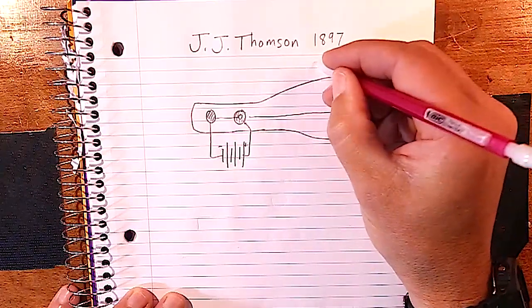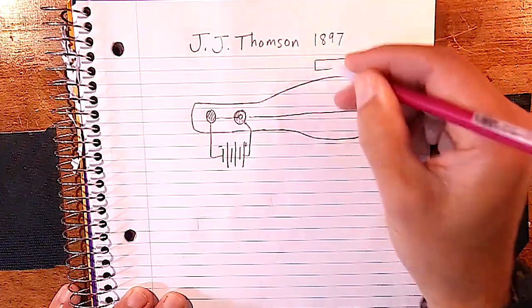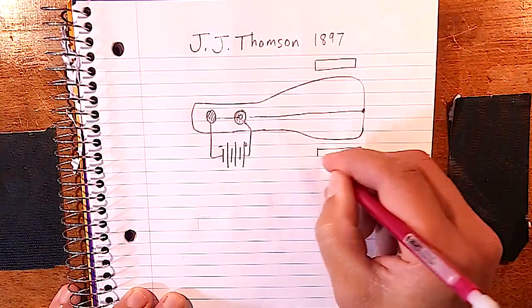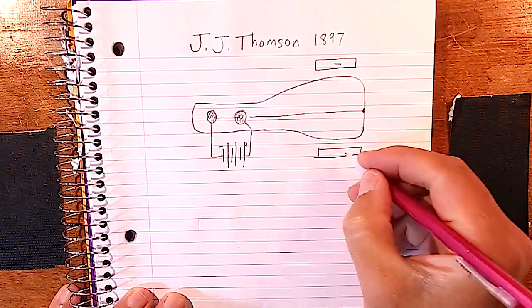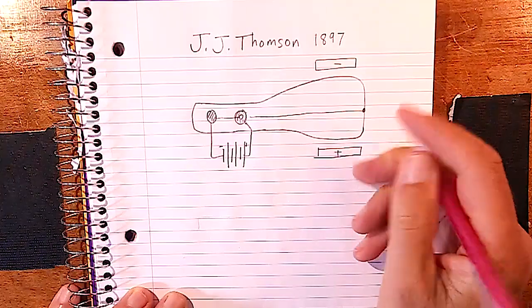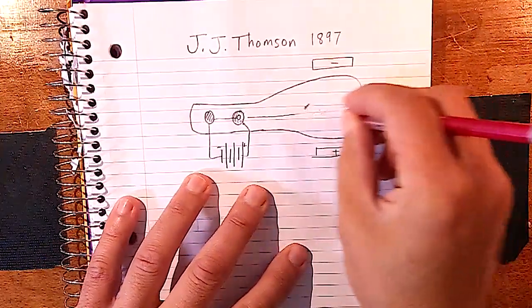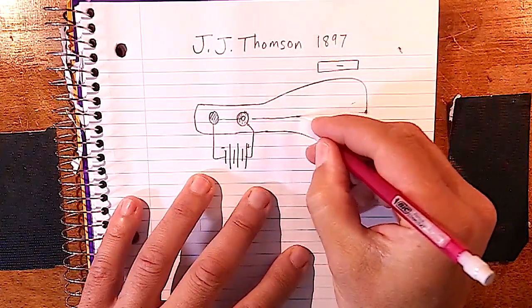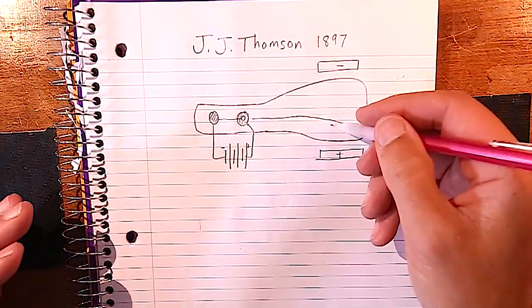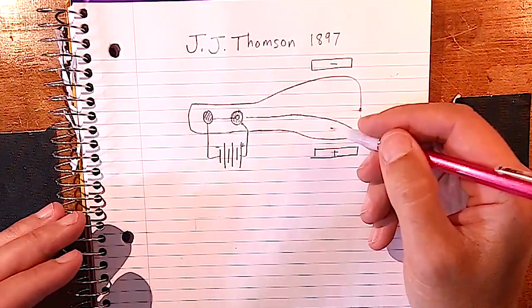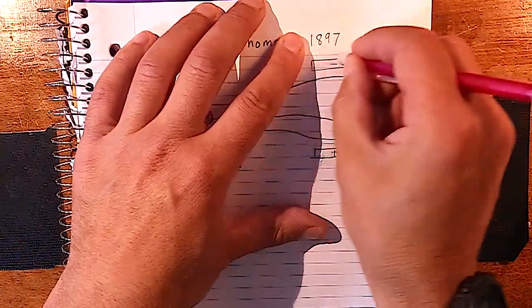So the first thing that he did was he took a metal plate on both the bottom and the top, and he made the top negative and the bottom positive, and what he noticed was that the beam bent. The beam went down like that. So what does that tell us? Well, it tells us that this beam must be negative. But he wasn't 100% sure.